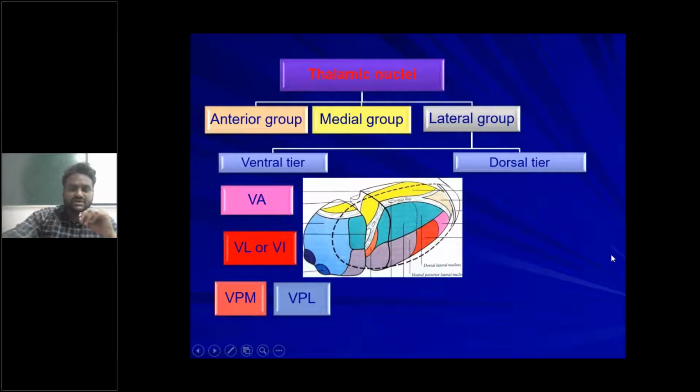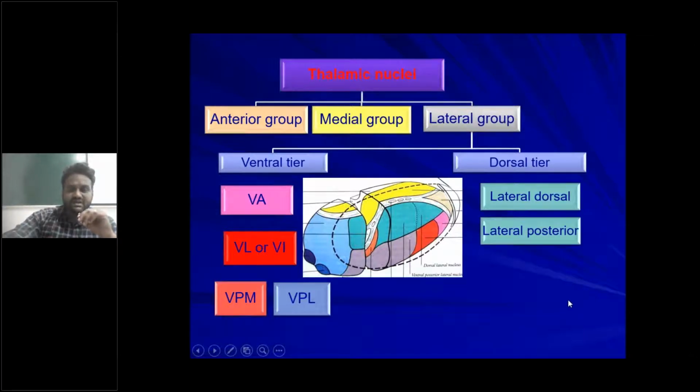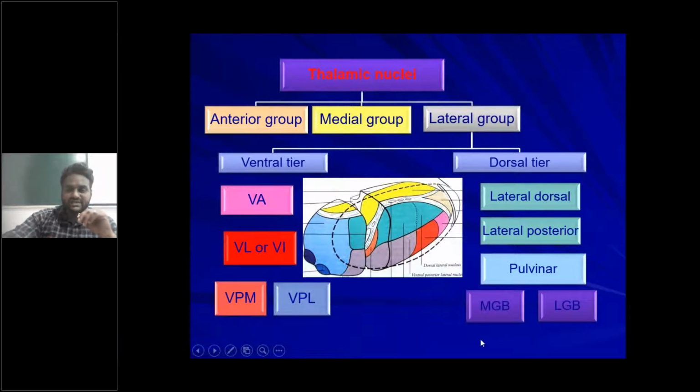Then the dorsal nuclei of the lateral group: lateral dorsal, lateral posterior, pulvinar, and the two geniculate bodies. Here you see lateral dorsal, lateral posterior, and pulvinar. This entire part is the pulvinar. Below the pulvinar, we can see the ovoid masses, gray subcortical areas. Those are the medial geniculate body and lateral geniculate body. So these are the nuclei of the thalamus.